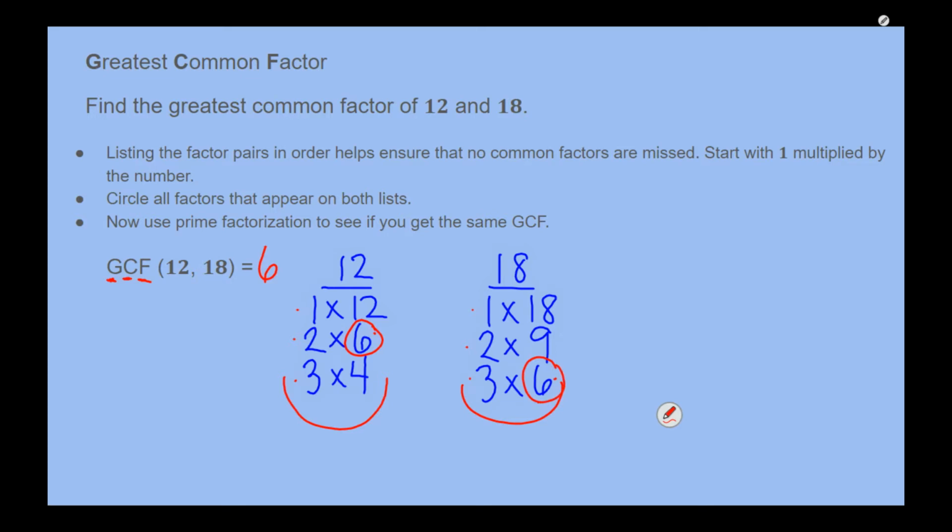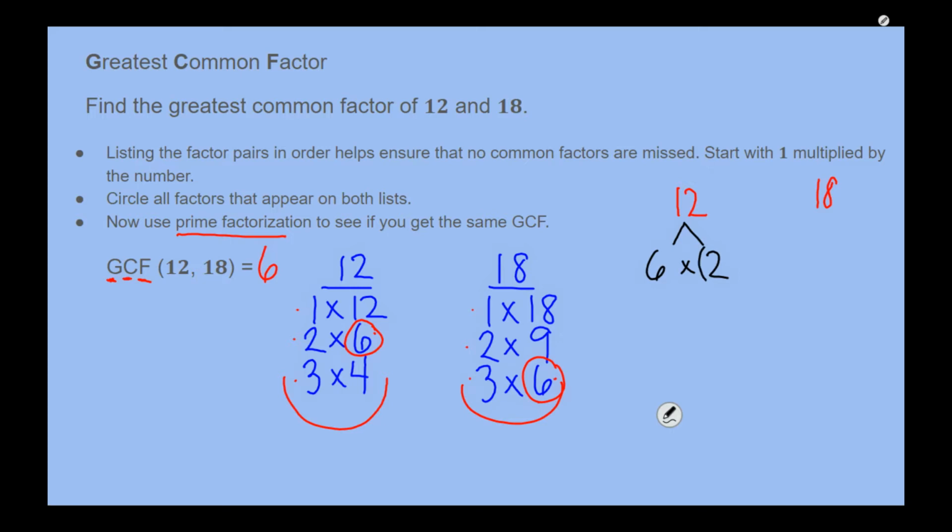The other way to do the same thing is prime factorization. I'm going to set it up and show you what it looks like. We're going to use factor trees. We're going to start with 12 and 18, and with 12, we're going to factor out 12. I'm going to say 12 is 6 times 2. We can use any of the factors that are in the factor pairs.